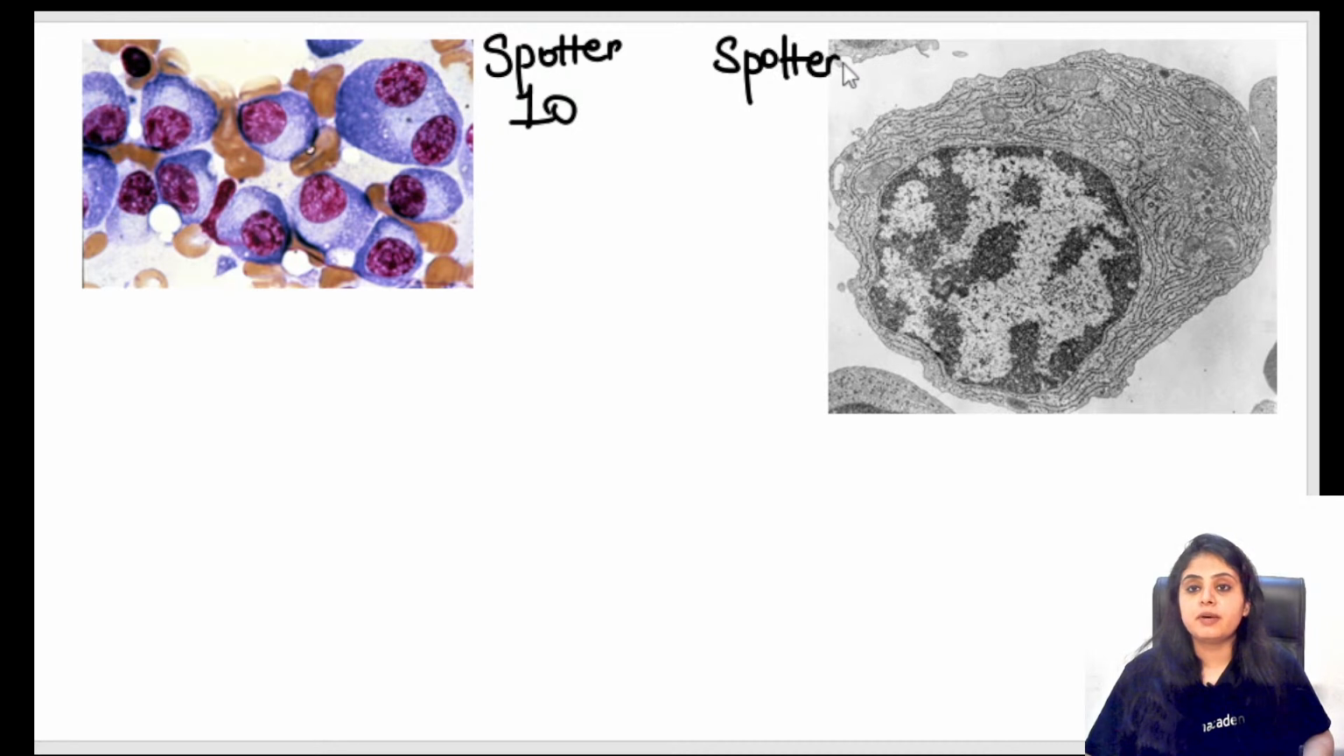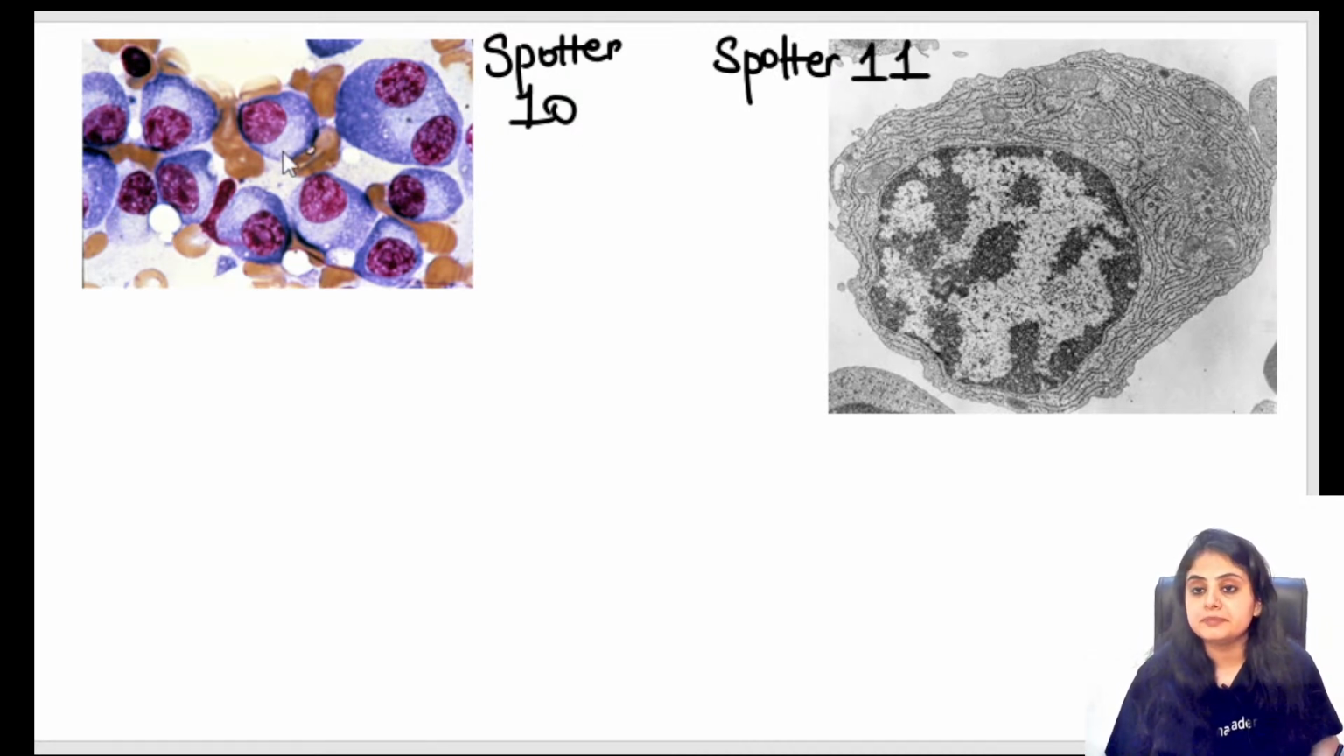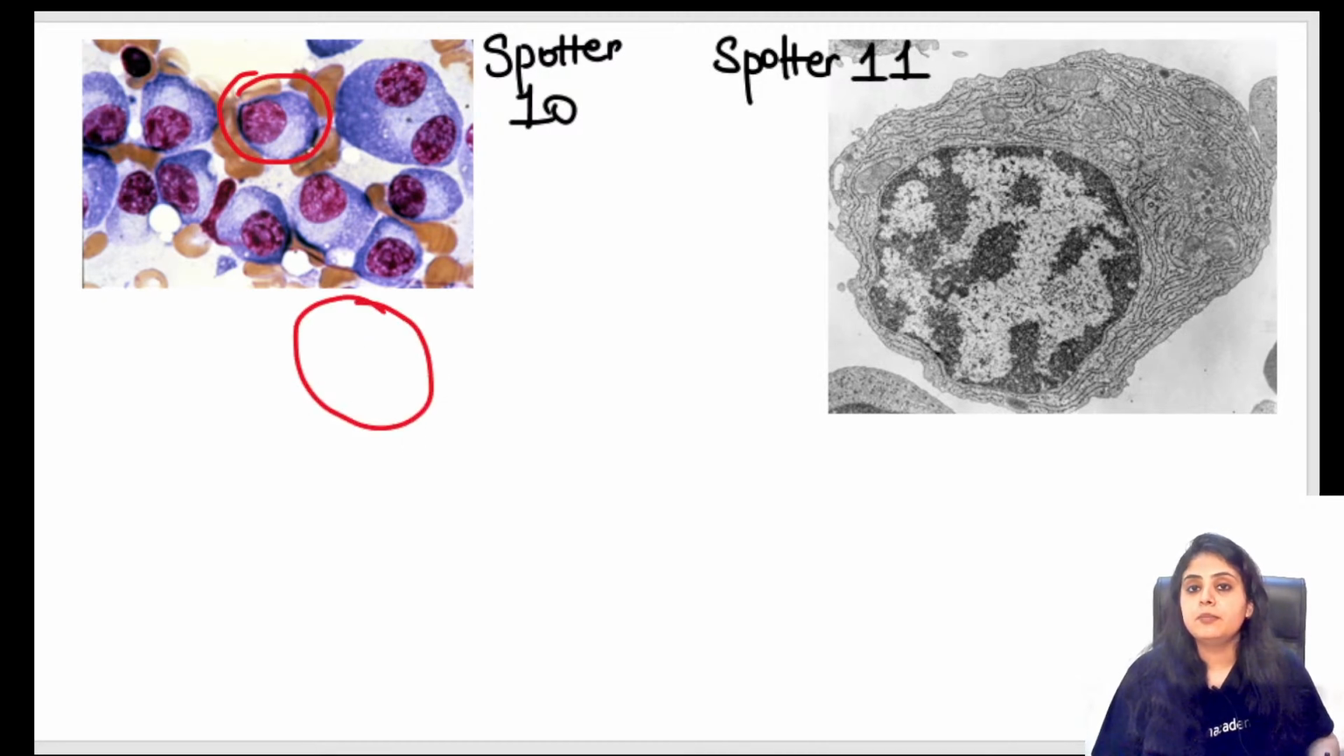You can answer one by one. You can let me know what is spotter 10. Which cell is shown over here? Very characteristic cell. Perfect. Plasma cell. So what all did you see that you called it a plasma cell? Let us draw it out. If I draw this, number one, I'll ask you, where is the nucleus? The nucleus is in the corner. It's at the periphery. The nucleus is not in the center.